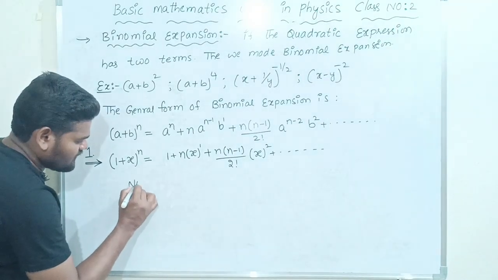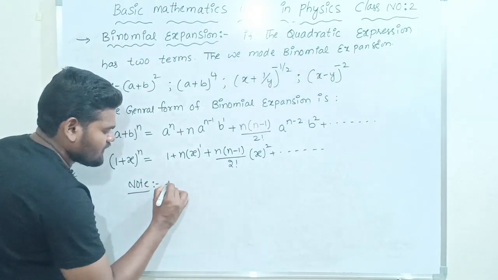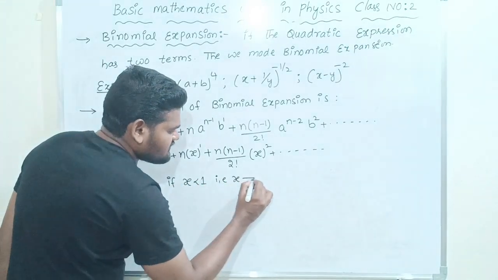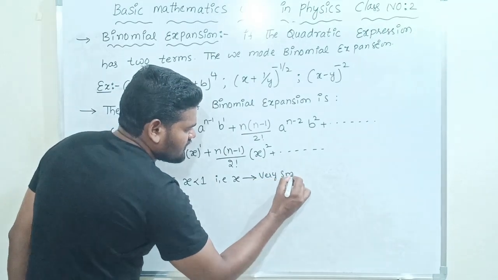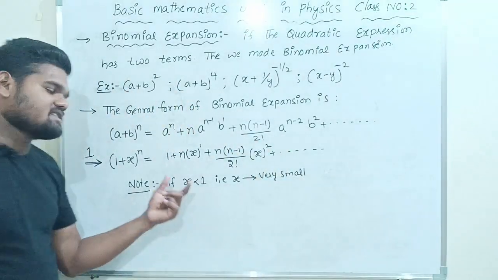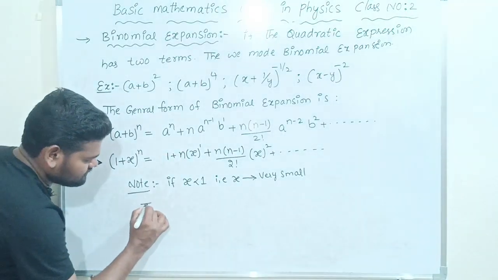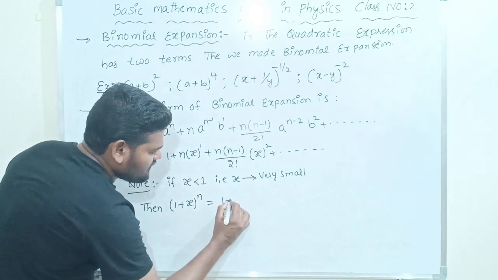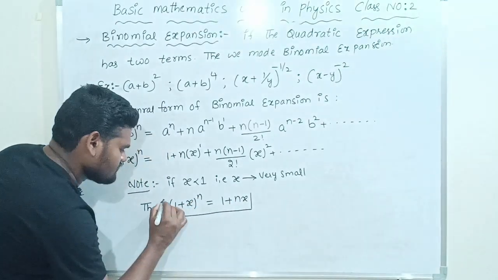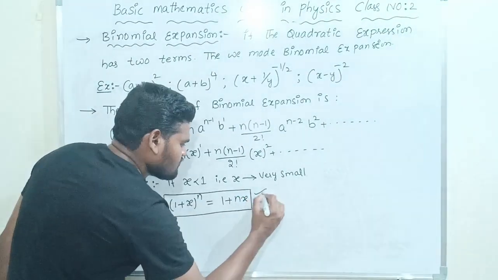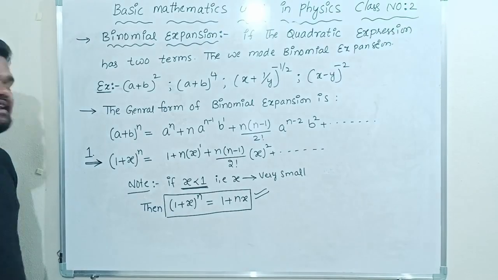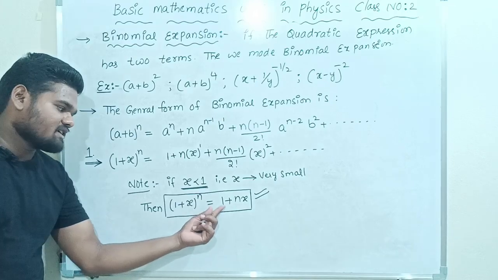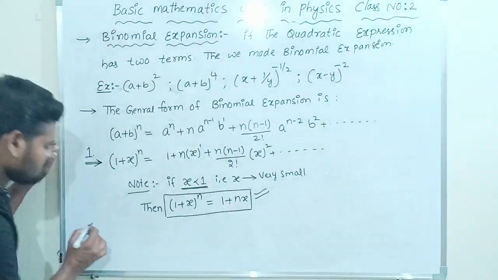Note, in this formula, if x is less than 1, that is, x is very small, if the value of x is very small or x is less than 1, then we can write 1 plus x whole to the power of n is equal to 1 plus nx. When is it possible? When x is less than 1. Okay, if x is less than 1, then 1 plus x whole to the power of n is equal to 1 plus nx. Next, second formula.